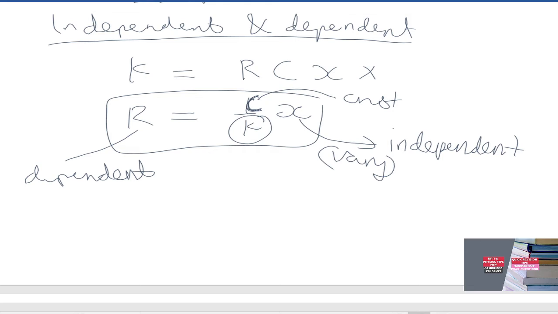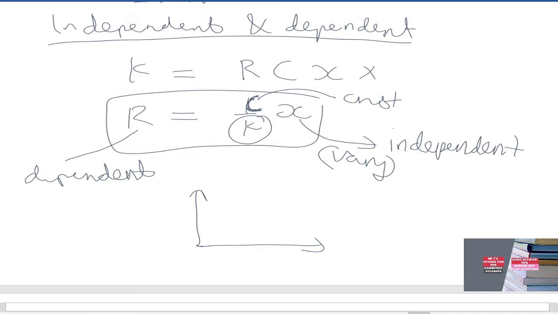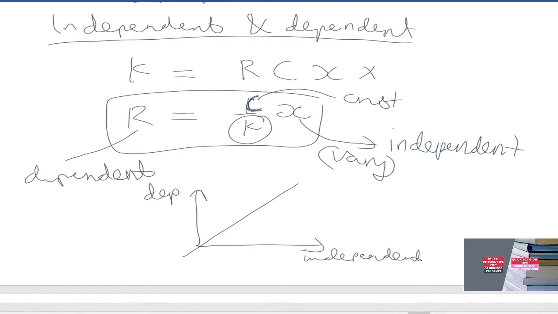So very, very important to know which variable you're going to vary and which variable you're going to obtain after you vary. So the one that goes on the y-axis is going to be your dependent variable, and your independent variable will go on the x-axis. So very, very important. Then you have your graph like that.